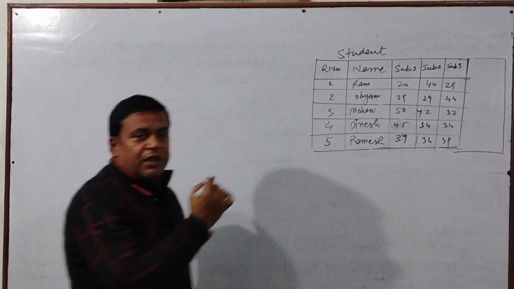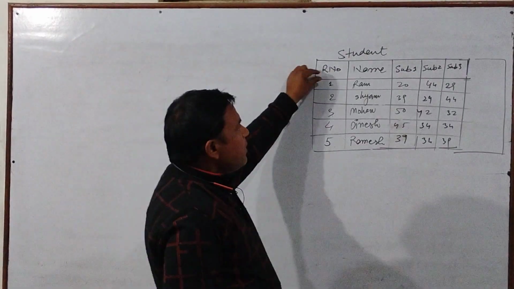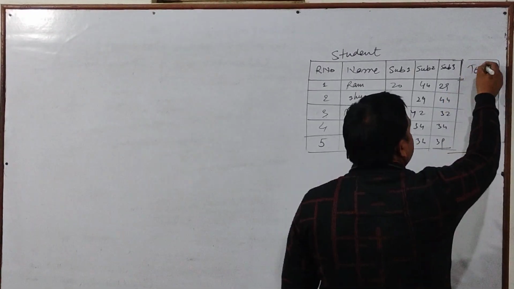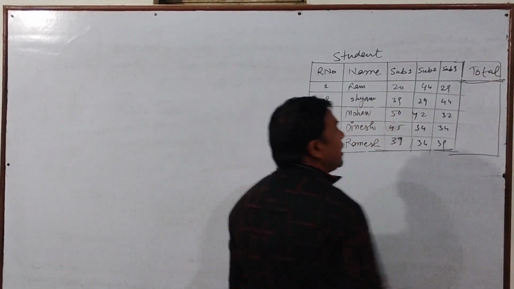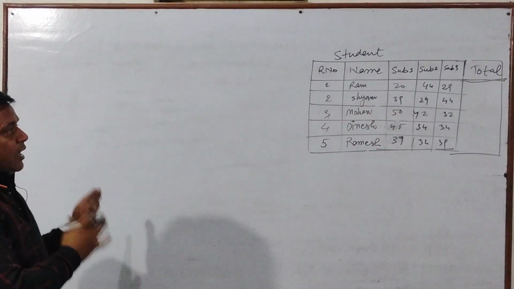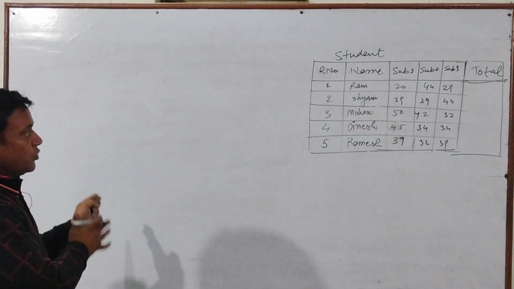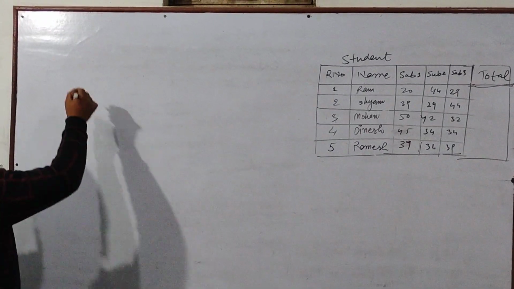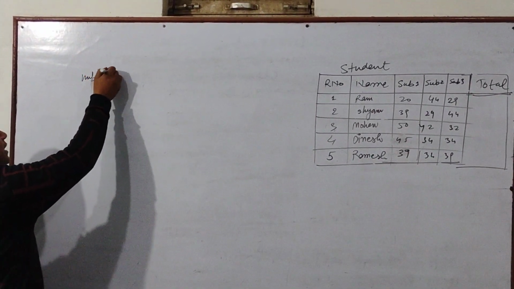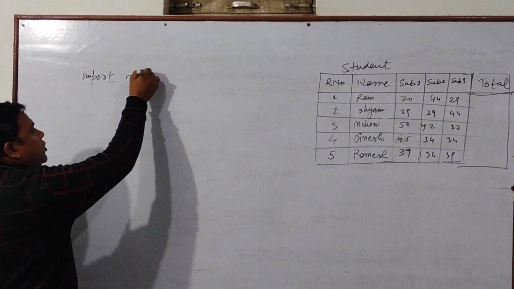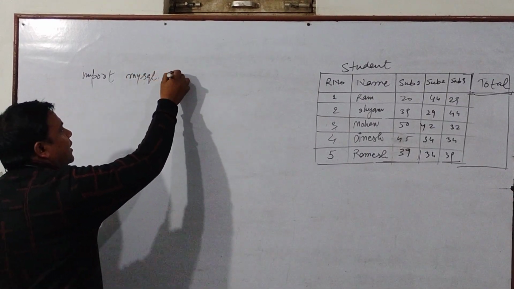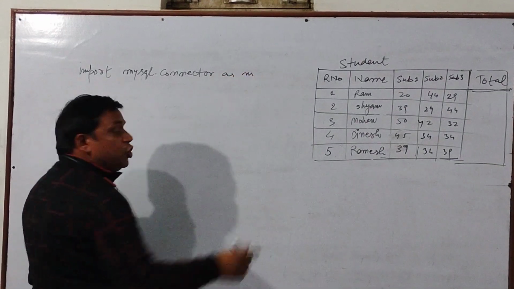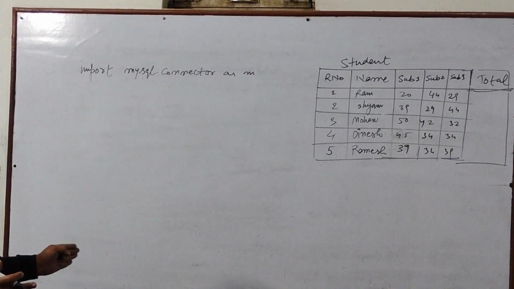Suppose this is a table with roll number, name, subject 1, subject 2 and subject 3, but total is not given in the table, and you want to display the total along with this data. Then what should we do using a Python program? First of all, you need to import the package: import mysql.connector, as usual, as we have done in the previous questions.